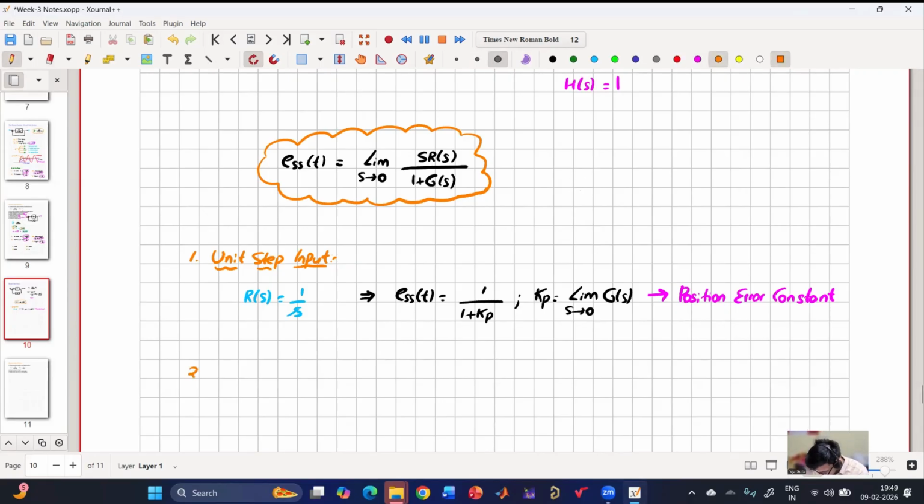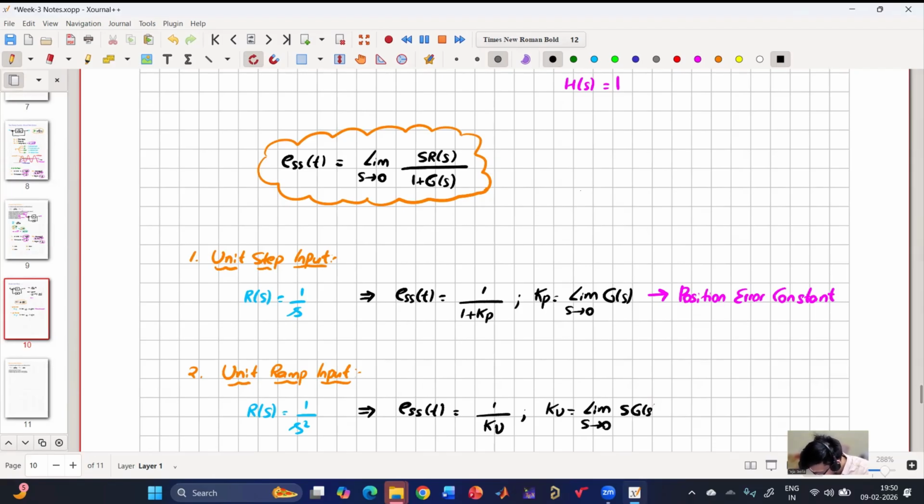Similarly, if I go to unit ramp input, then my R of s is 1 by s square. If I substitute that, we'll get one s in the denominator. Then if you simplify, you'll get e steady state of t is nothing but 1 by Kv, where Kv is equal to limit s tending to 0, s into G of s. So this is called velocity error constant. It is named like that.